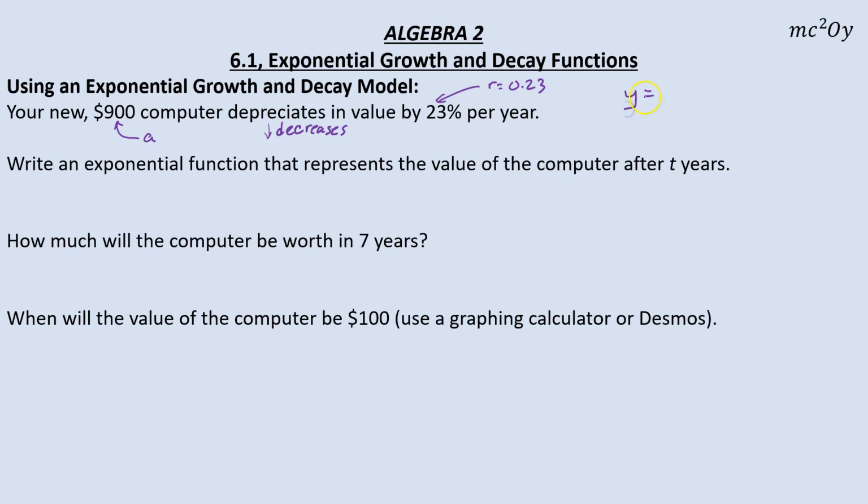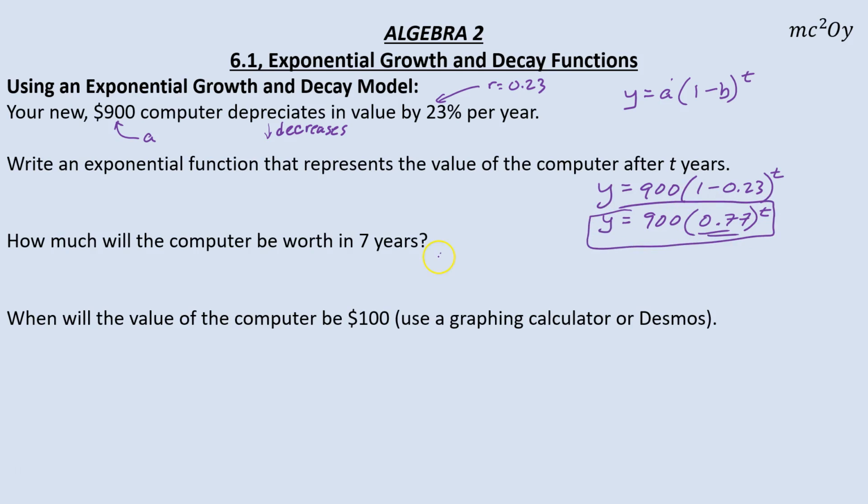Okay, so if I use the form y equals A times 1 plus or minus R, and I'm going to go minus R this time, to the power of t. Write an exponential function that represents the value after t years. Well, that's just y equals 900 times 1 minus 0.23 to the power of t, which is, when we simplify, y equals 900 times 0.77 to the power of t. Notice my b term now is less than 1 when I do the math there. Okay, there's my decay. So it's decaying there.